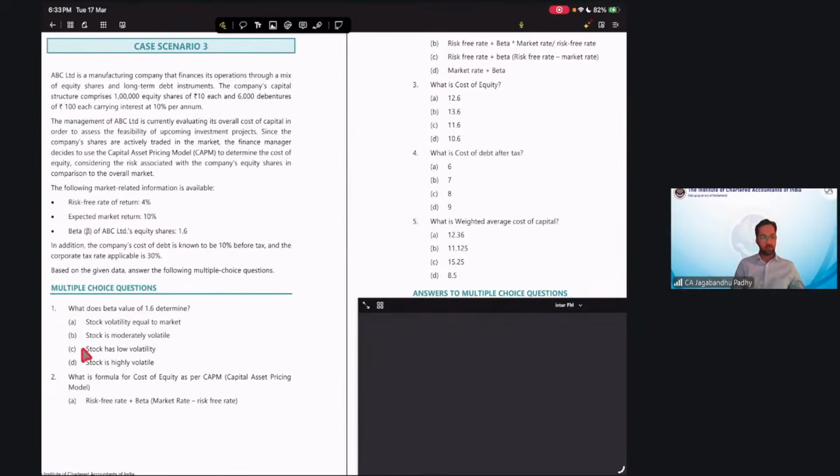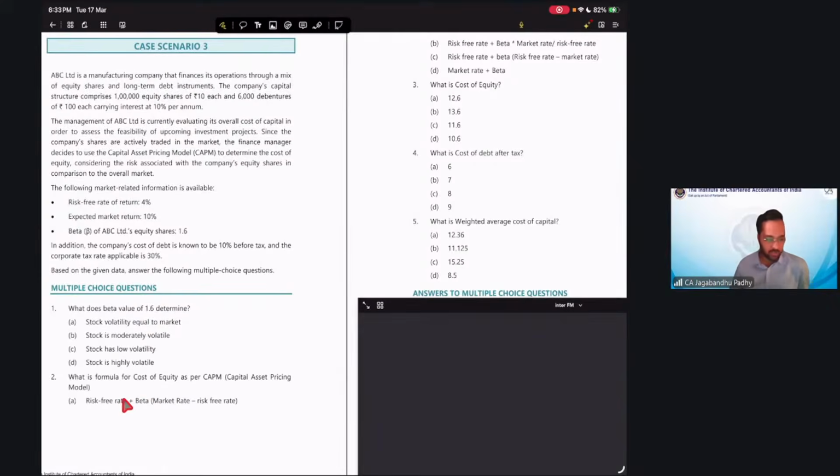Okay. So first answer is D. Since it's 1.6, it means it's more volatile than the market, because a beta of 1 means it has the same risk as that of the market. But here, when we say that a stock's beta is 1.6, it means it has a higher volatility.